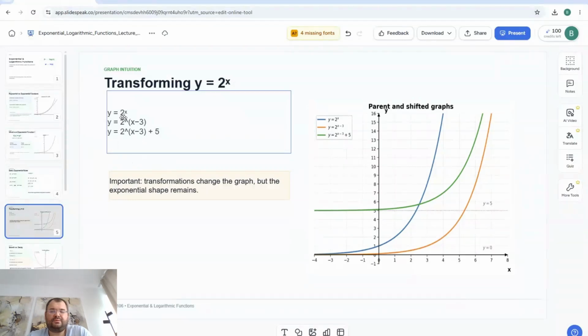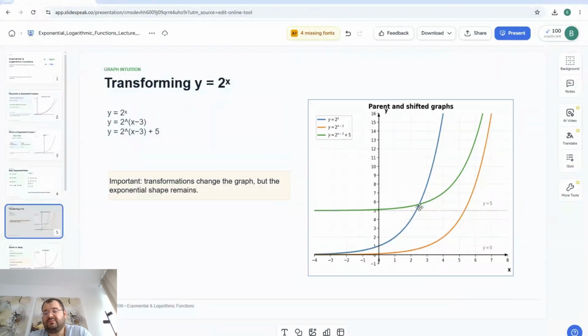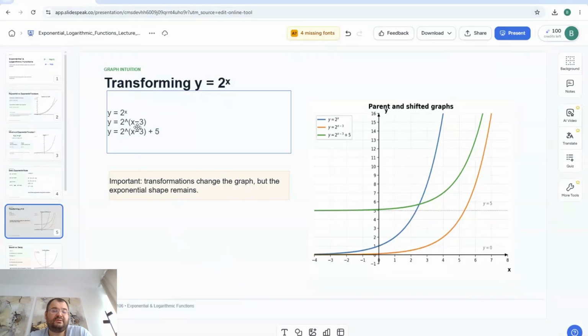We already know the function 2 to the x, which is the blue function. For the second function, we are removing 3 from all the x values. This is the orange function, and it makes the function move 3 to the right on the x-axis. It makes the function move right in these xy coordinates. Why? Because in order to compensate this minus 3, we need to increase all the x's by plus 3.